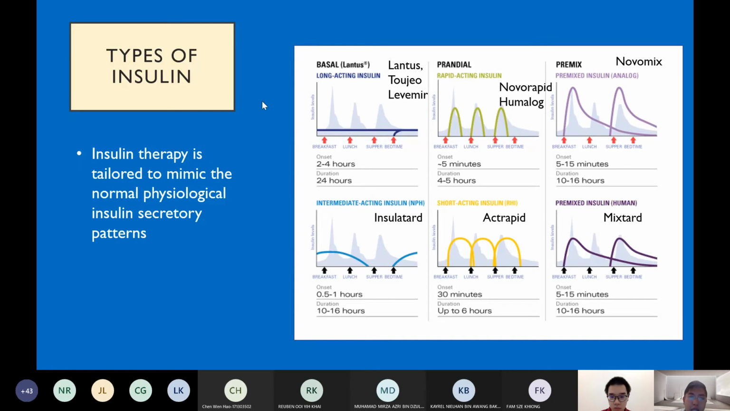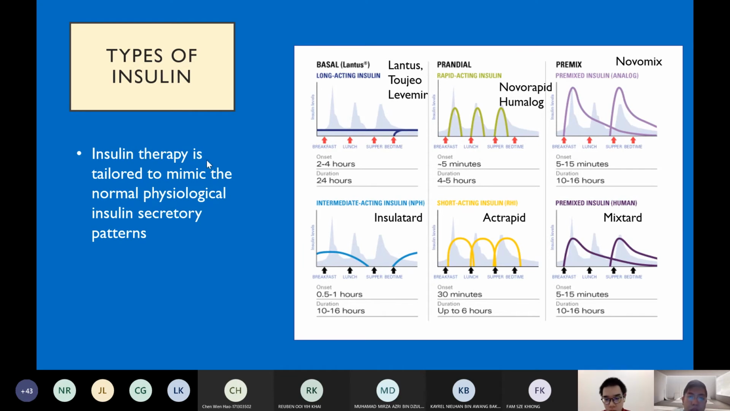So normal, as you can see in this graphic over here, the gray silhouette at the back will show you normal physiological spurts of your insulin levels in your body throughout the day. There is always a background basal, what we call the basal insulin concentration in your body, as well as spikes of insulin during each meal intake.